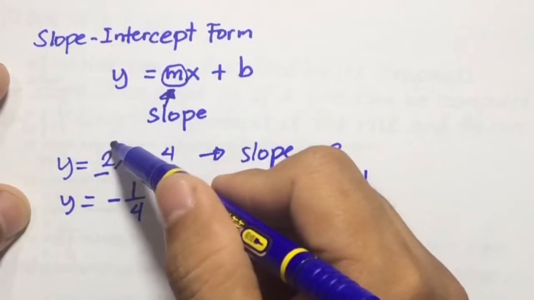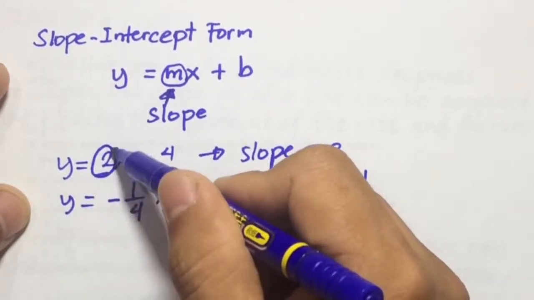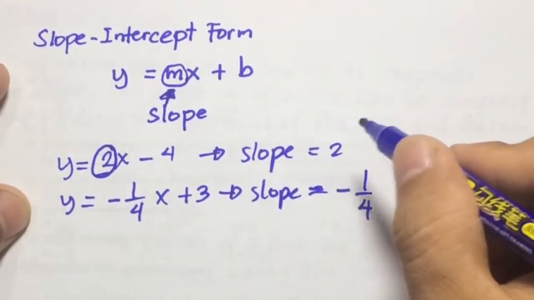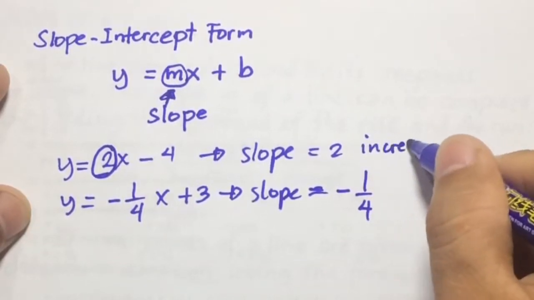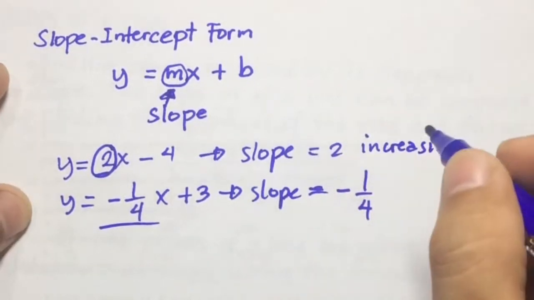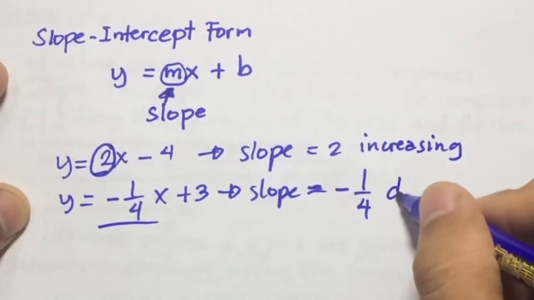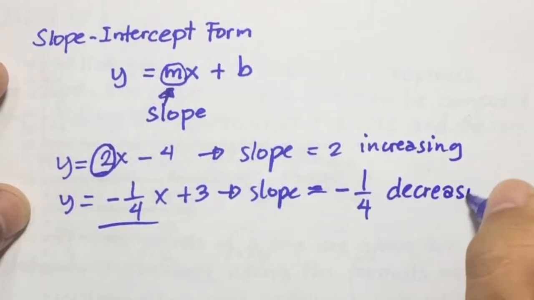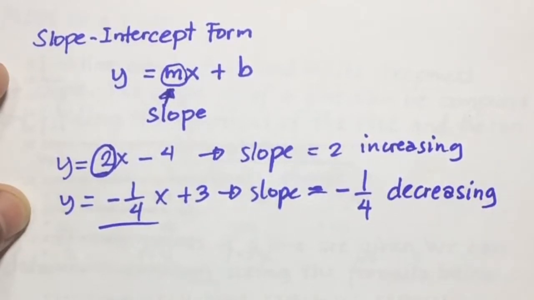And in here, you can also determine the trend of the given linear equation. For example, this one, the slope is 2, meaning the trend here is increasing from left to right. And this one is negative, therefore the trend here will be decreasing from left to right.